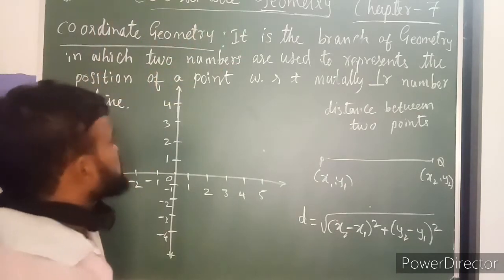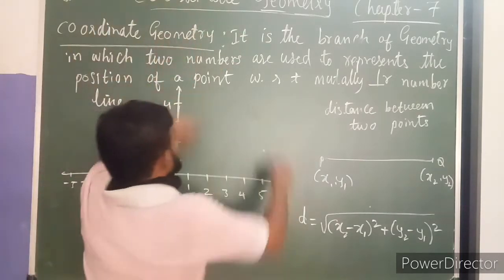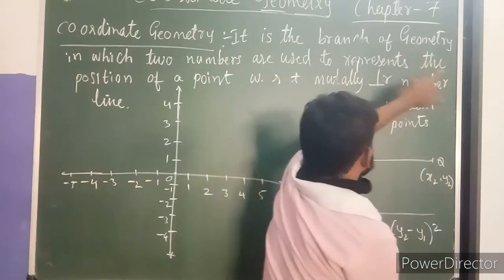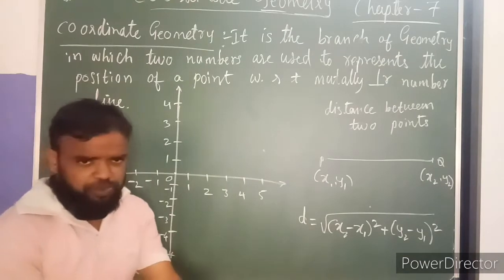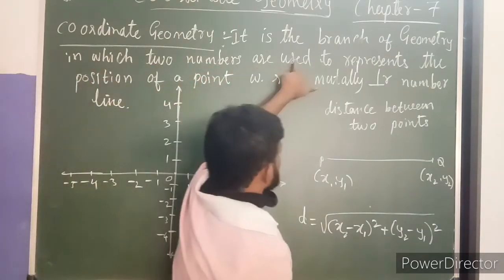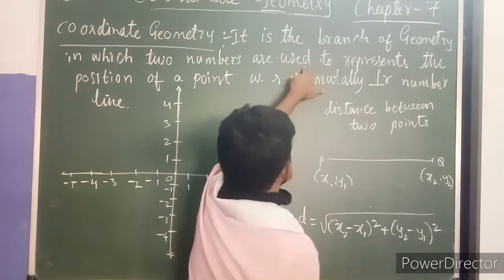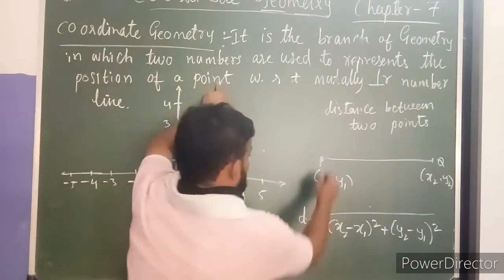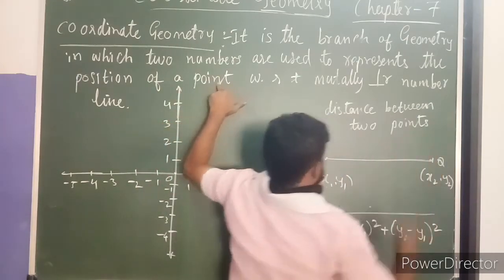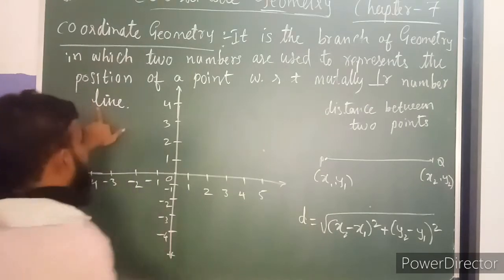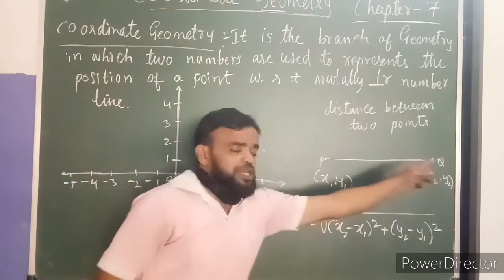What do you know about coordinate geometry? It is a branch of mathematics, a branch of geometry, in which two numbers are used to represent the position of a point with respect to the perpendicular number lines.